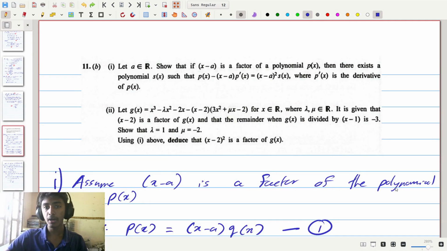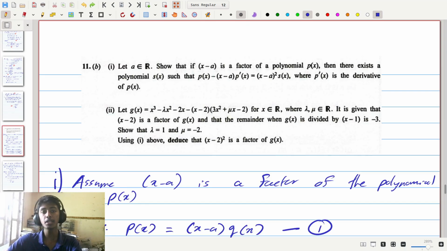If we look at 1 above, we can see that 1 says that p of x minus a times p prime of x is equal to x minus a squared times s of x. So in this thing, x minus a squared is a factor of the overall polynomial. So if we had, instead of x minus a squared, x minus 2 squared, then we would have what we're looking for, since the right side would have a factor of x minus a squared, and therefore the left side would have a factor of x minus a squared.